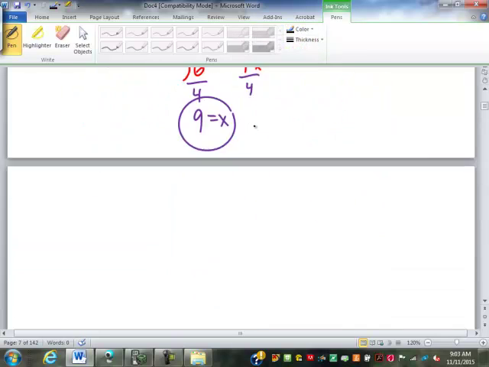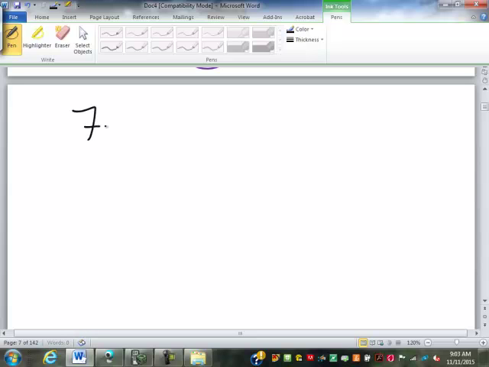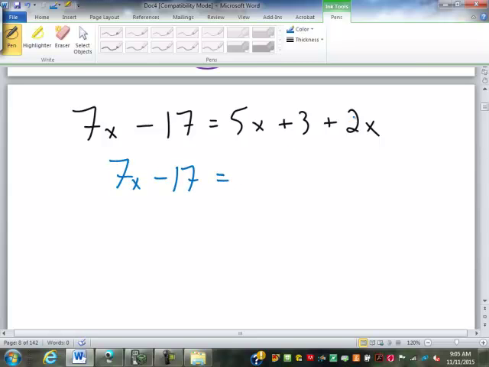One more for you. Try that one in your notes. So looking at this, what are we going to do first? Is there anything to combine on the left side? Say no. No. Very good. How about on the right side? Yeah, the 2x and 5x. 5x and 2x make 7x.